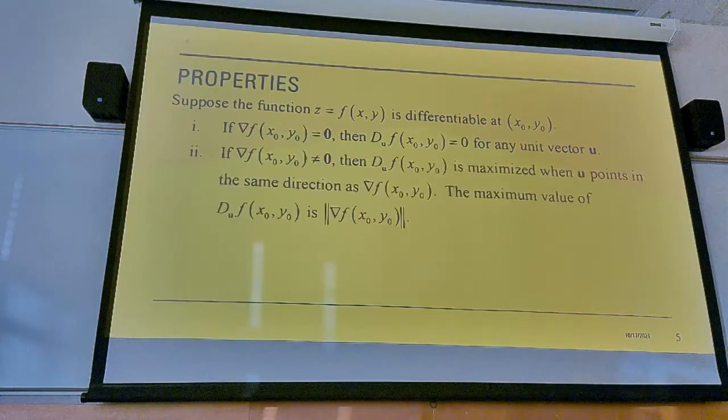If the gradient is non-zero, then your directional derivative is maximized when u points in the same direction as the gradient. In other words, the gradient represents the direction of maximum change. And that maximum change has value as the norm of the gradient.